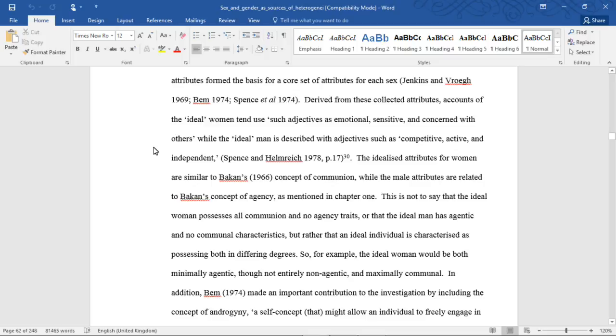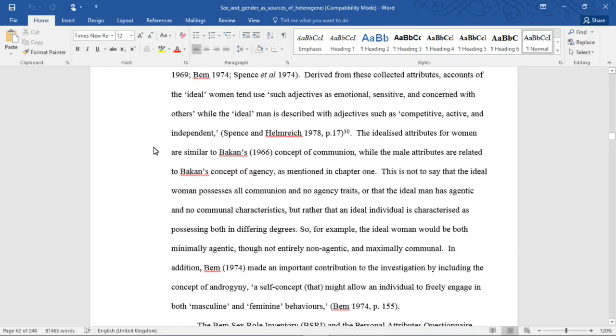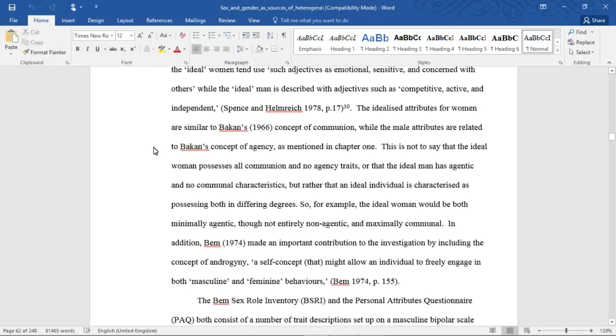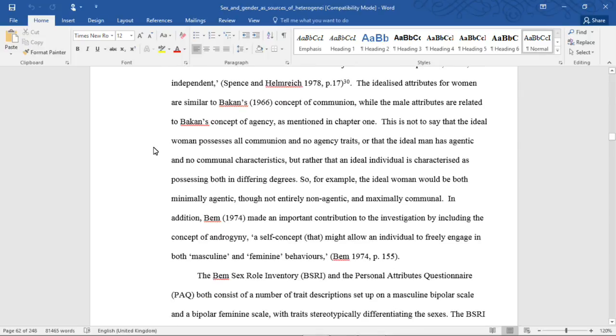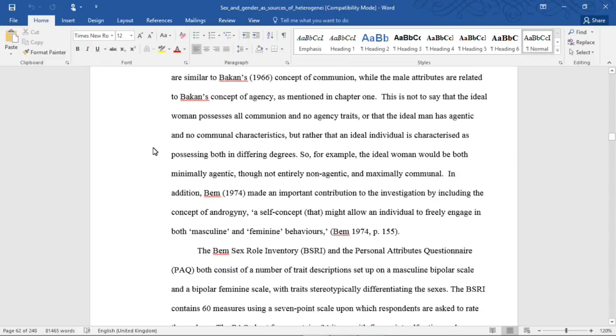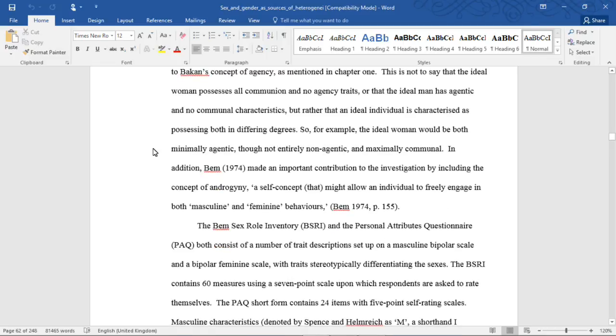The idealized attributes for women are similar to Bakan's conception of communion, while the male attributes are related to Bakan's conception of agency as mentioned in Chapter 1. This is not to say that the ideal woman possesses all communal and no agency traits, or that the ideal man has agentic and no communal characteristics, but rather that an ideal individual is characterized as possessing both in different degrees. So, for example, the ideal woman would be both minimally agentic, though not entirely non-agentic, and maximally communal.